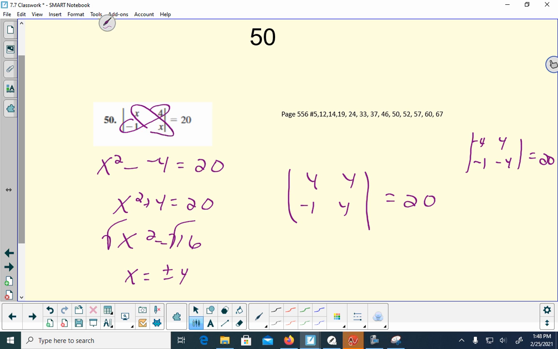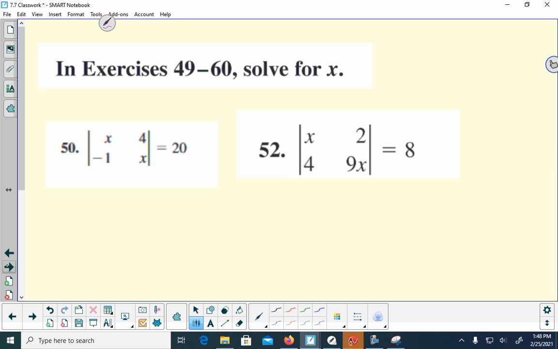And I do. This is 16 minus a negative 4, and that does equal 20. So it does check. And it checks for this one as well. Moving on to the next one, 52.